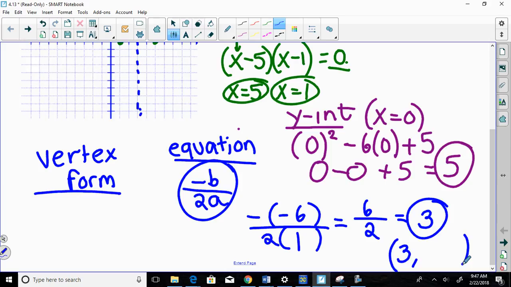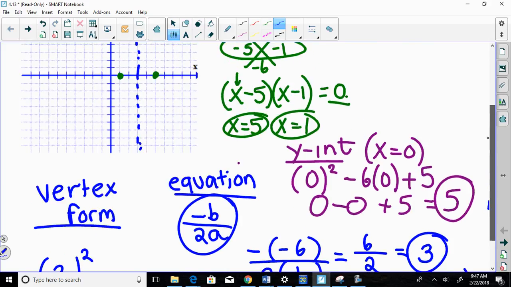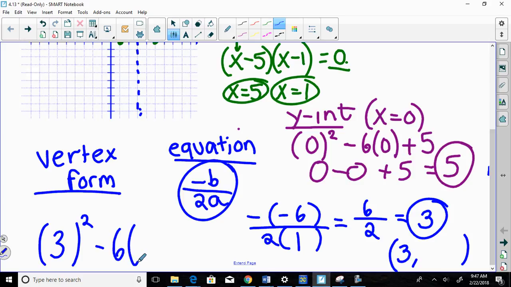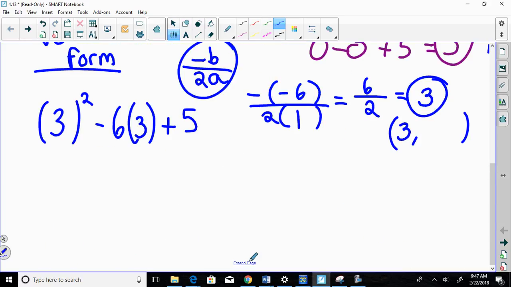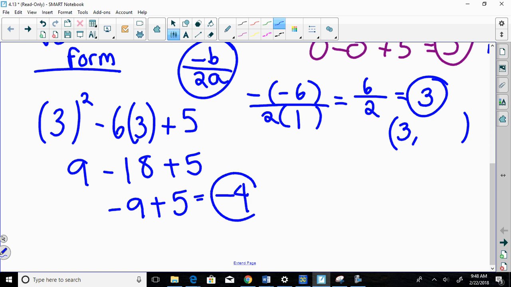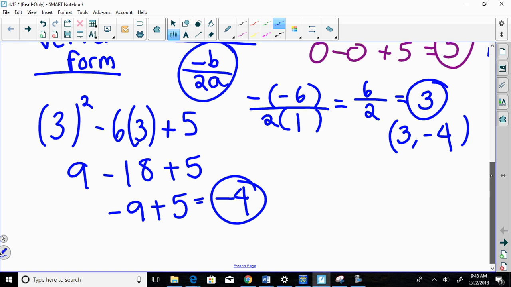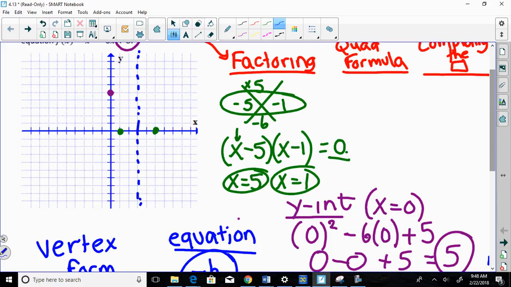To find your y-coordinate, what do we do? Plug it in, plug it in. So instead of x squared, I'm going to plug in 3. So x squared, what was it? Oh, minus 6x plus 5. So what is 3 squared? Good. 9 minus 18 plus 5. What's 9 minus 18? Negative 9 plus 5? Negative 4. So that's your y coordinate of your vertex. So I would go up here, and I would go down to negative 4, and I'm going to plot, because that's my vertex right there.